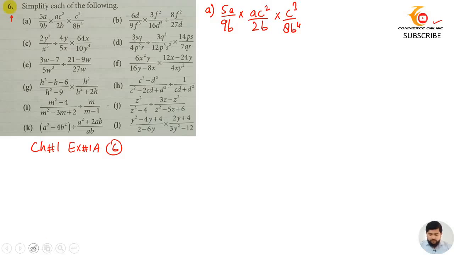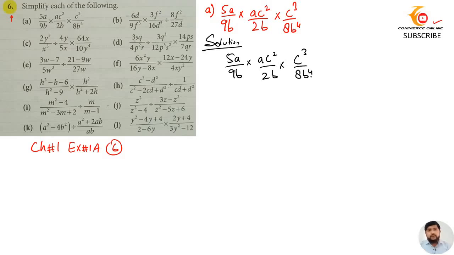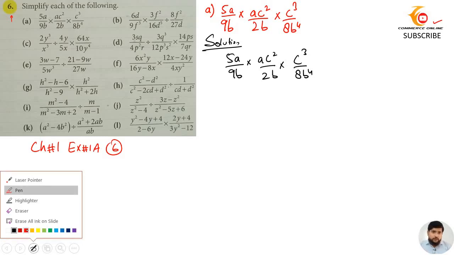Now first I will write the solution, then I will write the question, that is 5a over 9b multiply ac square over 2b multiply c cube over 8b4. And now I am going to solve this question.